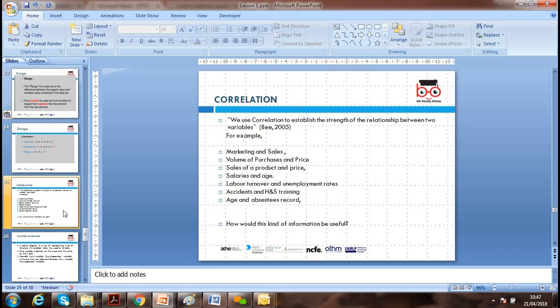Because with age, experience comes, and normally experienced people earn more salary than young people. But in a few cases, maybe youngsters earn millions. That depends, yes, but there is normally a correlation between age and salaries. Labor turnover and unemployment rate.